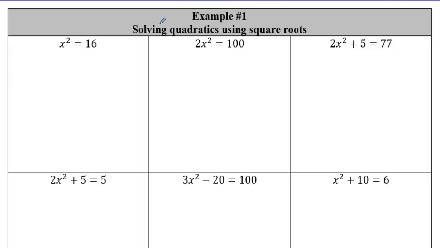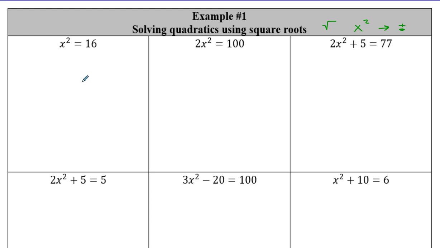Alright, so example number 1. We want to solve our quadratics using the square roots. And we know that, remember, the square root is the inverse of the squared property. So if I'm squaring something, the opposite is going to be the square root. And if we remember that property about even valued indexes and even valued exponents, remember that's where we dove into talking about the plus or minus. So we're going to need that.